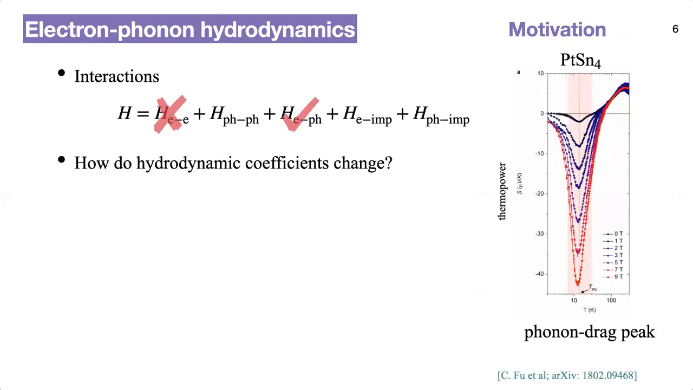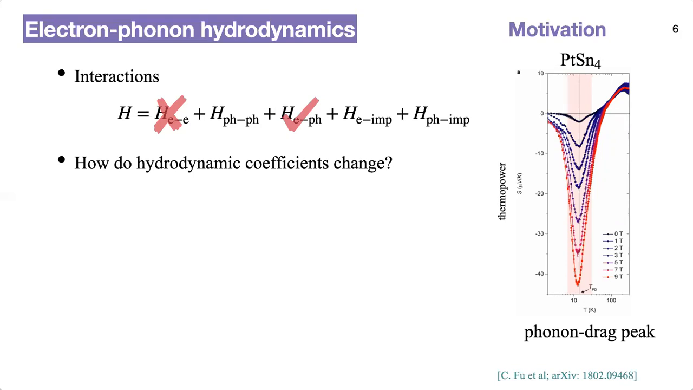Recent experiments on PTSM4 show, using the thermal power, that at a temperature around 10 to 20 Kelvin there is a strong phonon drag peak. And this strong phonon drag peak really means that in that region the electron-phonon interaction cannot be neglected. So a natural question to ask: if we treat the electron-phonon interaction as the dominant one, and also assume that it's momentum conserving and neglect the Wolfram effect, how do the hydrodynamic coefficients change?